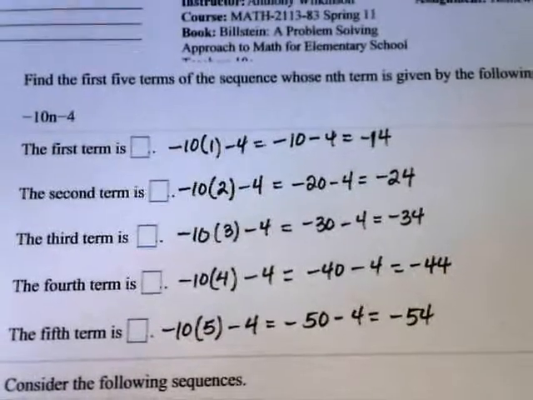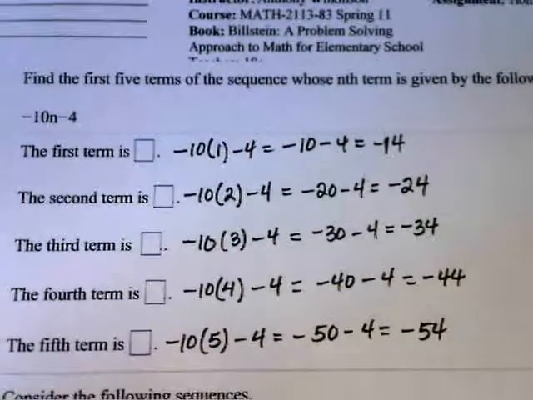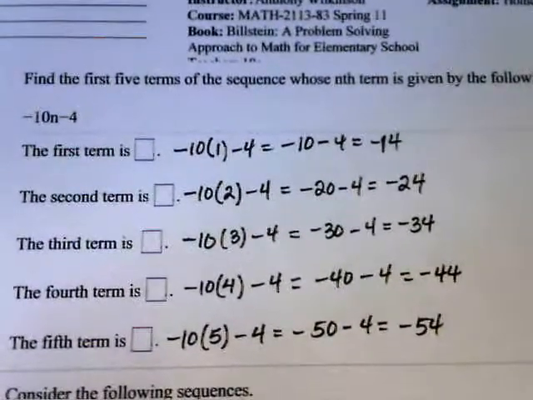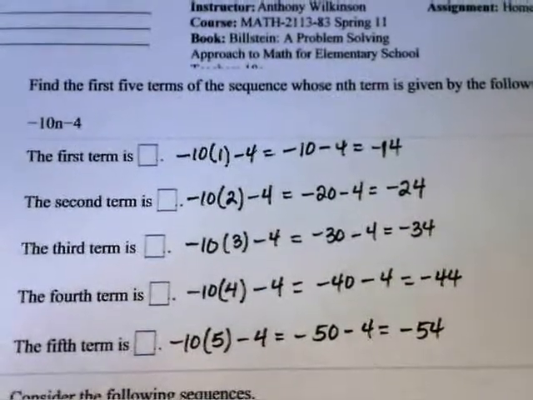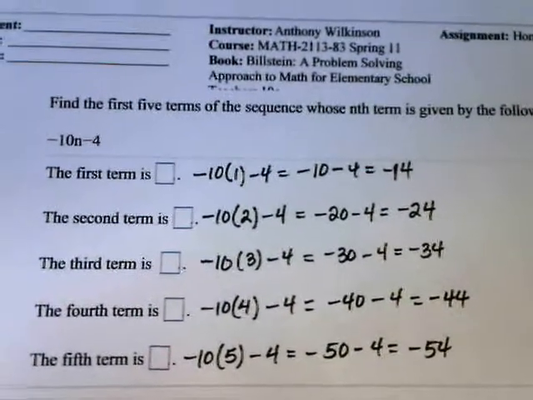So those are the first 5 terms of this sequence, -10n minus 4: negative 14, negative 24, negative 34, negative 44, and negative 54.